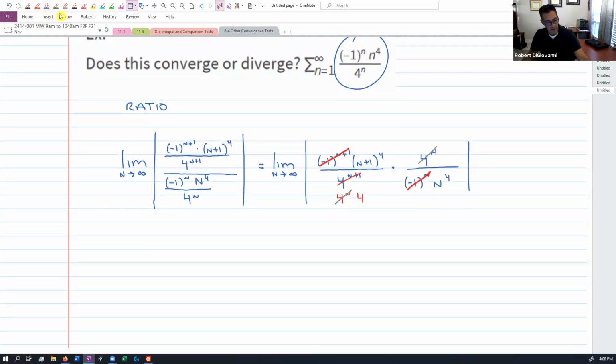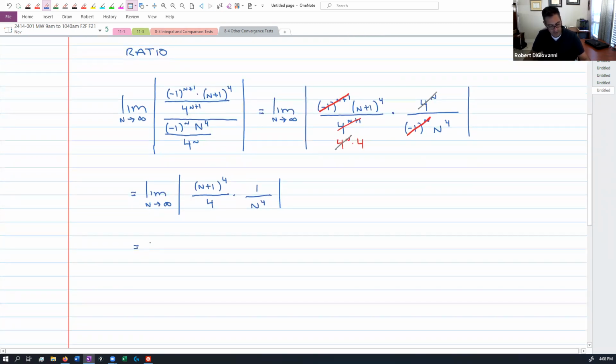So let's see what we're left with. I have the limit as n goes to infinity. Over here, we've got n plus 1 to the 4th, and we have a 4 on the bottom, times, over here, we cancel that out, so we have a 1 up there, and then down here we have an n to the 4th. Well, I can put those together. I get n plus 1 to the 4th over 4n to the 4th.